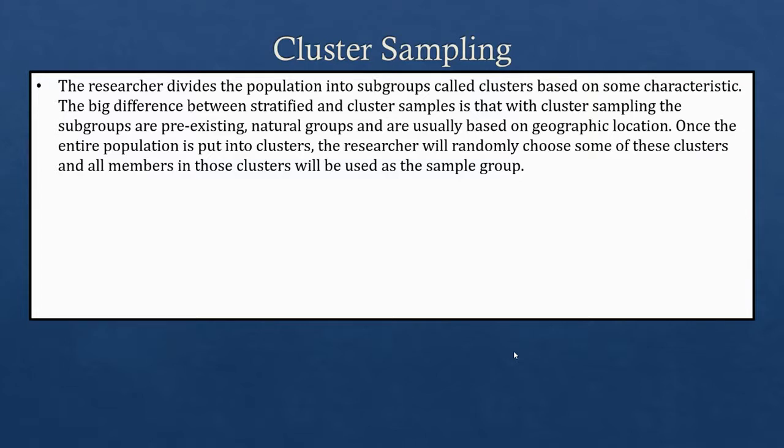So this is similar to stratified, but stratified was make the subgroups and randomly select a few from each so that all the different subgroups are represented. Cluster sampling, instead of having to go around to all of the subgroups, I just have to pick a couple of them and use everybody in those for my sample.